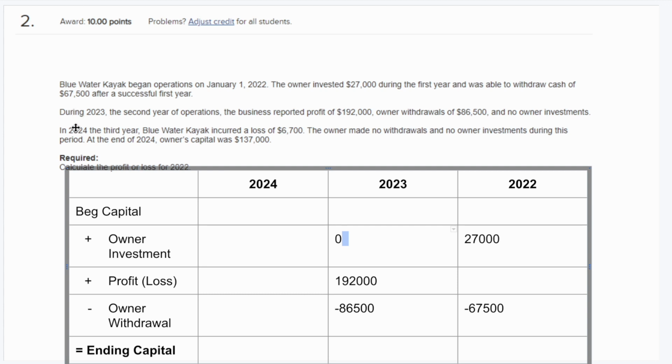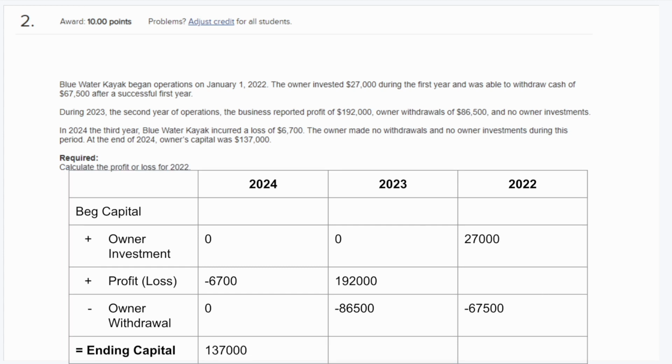Let's take a look then at 2024. 2024, the third year, Blue Water Kayak incurred a loss of $6,700. So this would be minus $6,700. The owner made no withdrawals, 0. And no owner investments during the period, 0. Okay. At the end of 2024, owner capital was $137,000.